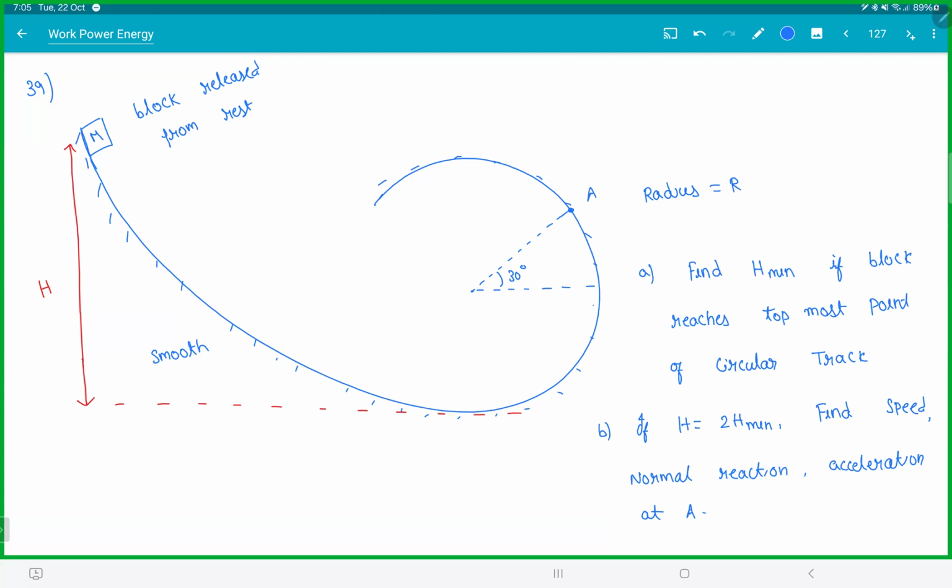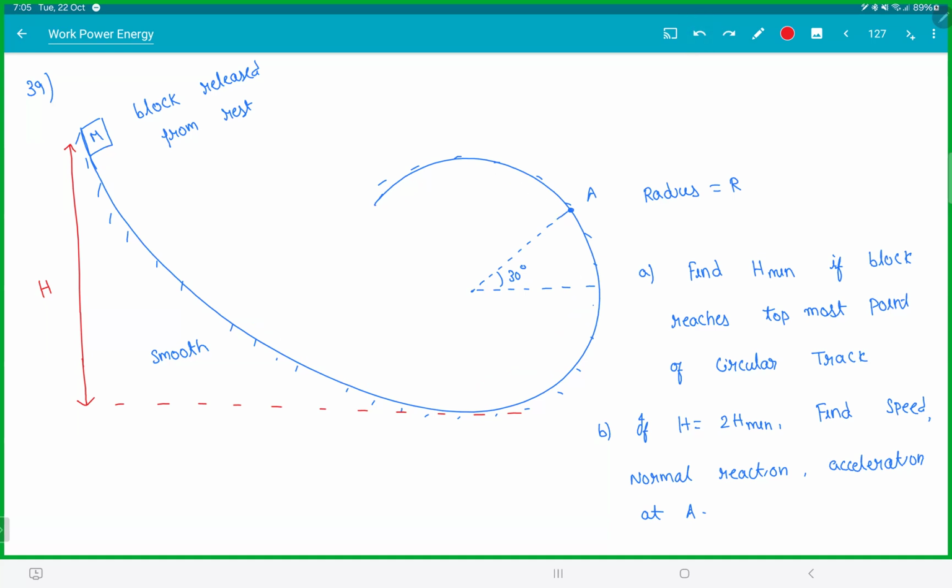Listen, we got a track here. So when this block is released from here, it will come like this. It will go around the circle. So the question is, if the block is released from height h and the radius of the track is r, find the minimum height so that this will complete a circle. That is the first question.